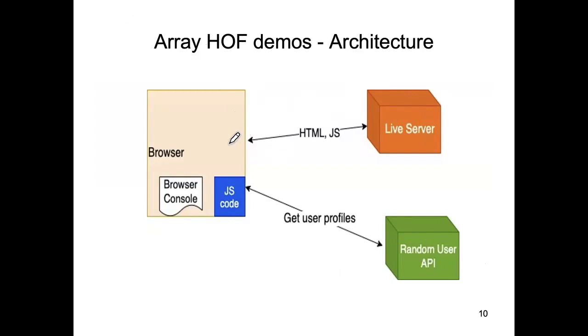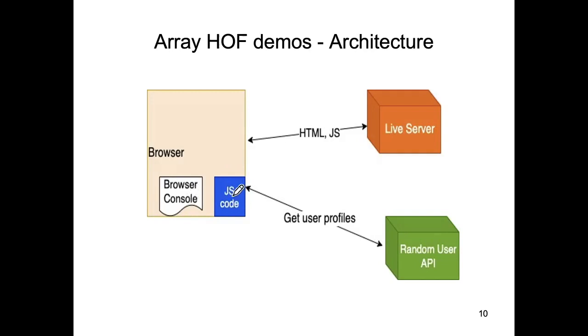There'll be very little in that HTML page other than a reference to some scripts. Then my browser is going to grab those scripts through the Go Live server as well. The scripts will be downloaded one by one and installed and executed within the browser. So this is very similar to what we've been doing so far. But in this case, the JavaScript scripts are going to communicate with my random user web API, and it's going to return back an array of user profiles. And then I'm just going to process those user profiles and output some stuff to the console.